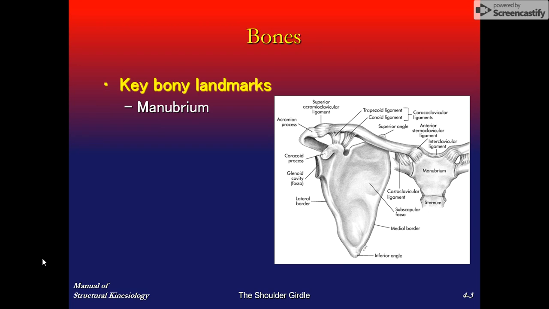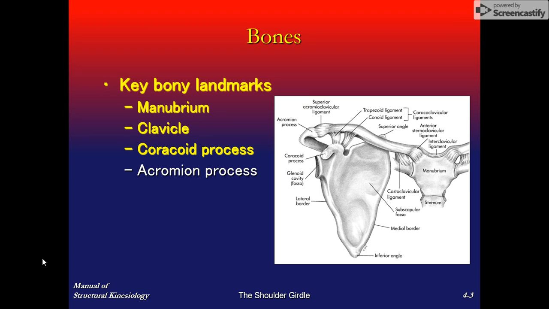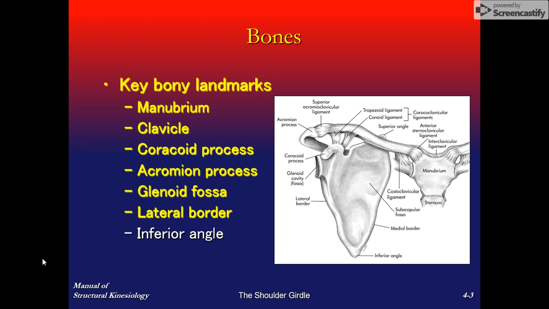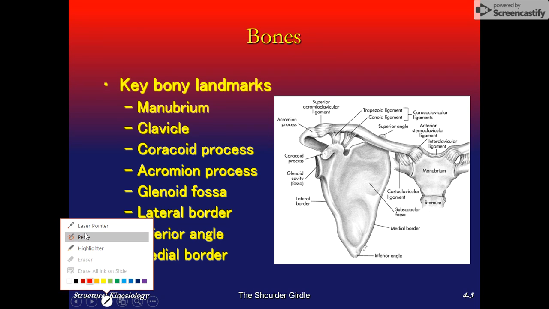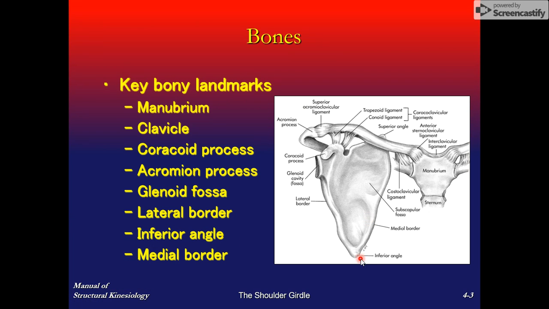Key bony landmarks: the manubrium, the clavicle, the coracoid process, the acromion process, the glenoid fossa, the lateral border, inferior angle, the medial border. So you can see the picture right here on the scapula. So here's the inferior angle, the lateral border, the manubrium, the clavicle, the coracoid process, the acromion process, and the glenoid fossa.